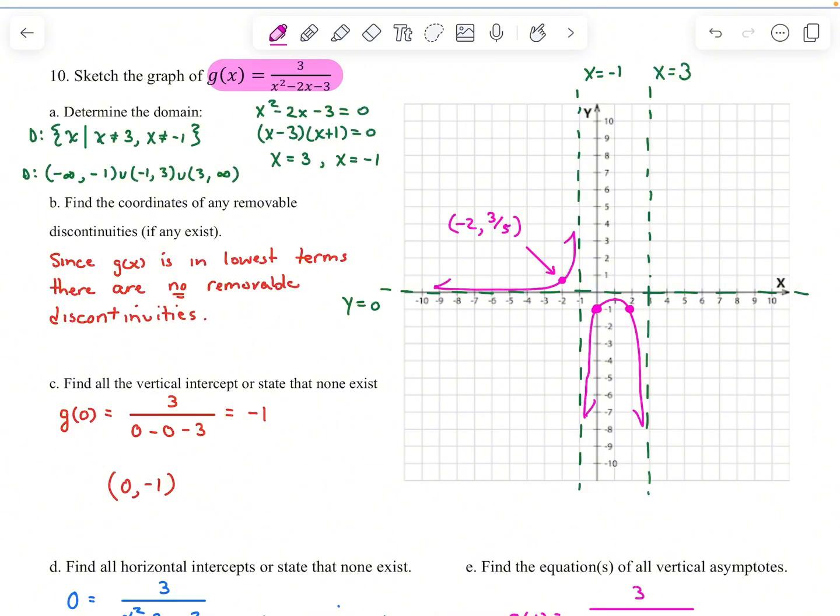To determine what the shape of the graph looks like to the right of the vertical asymptote x is equal to 3, I will evaluate g of 4. g of 4 is also 3/5. Thus, the graph will look like this. And that is the graph of g of x. And we are done.